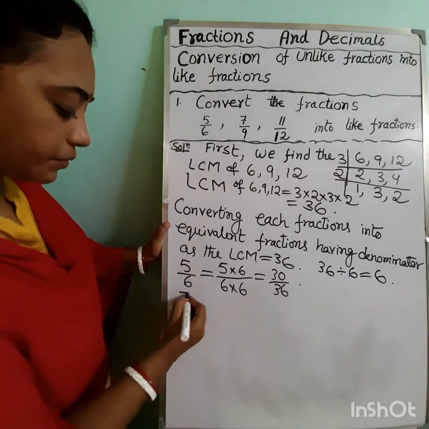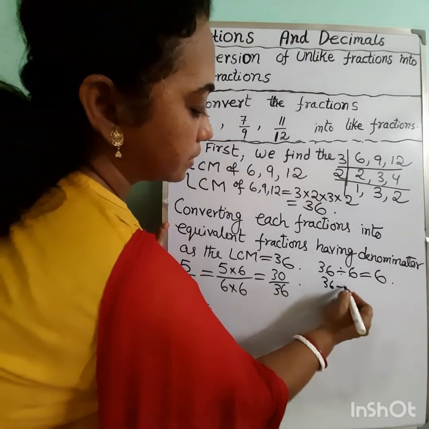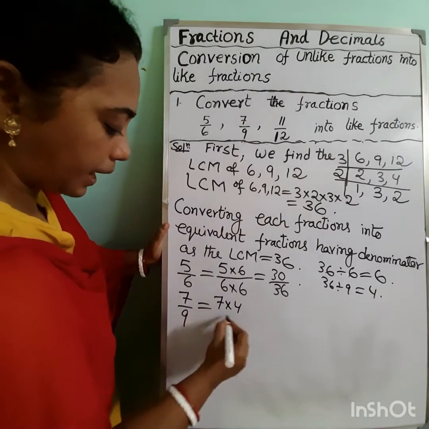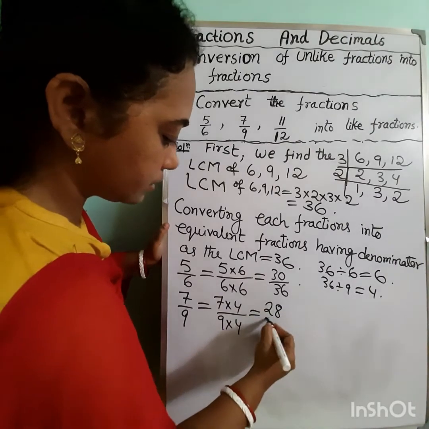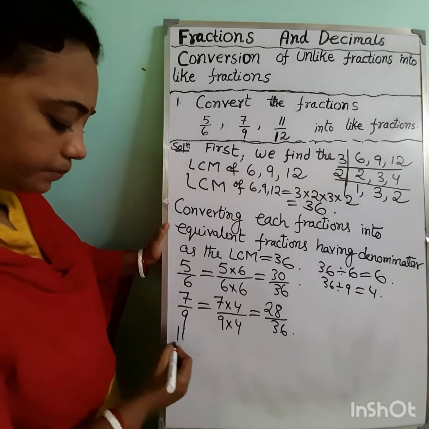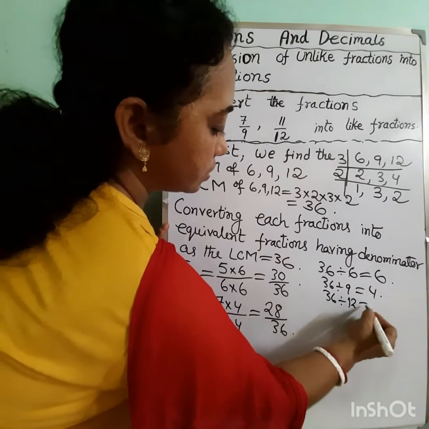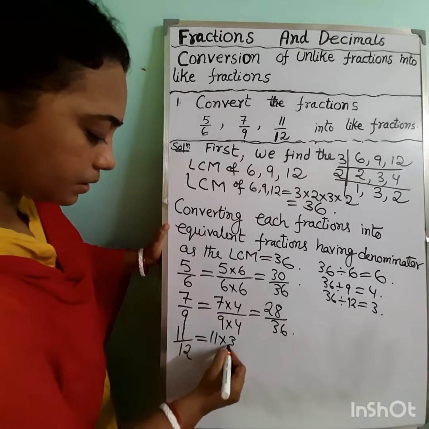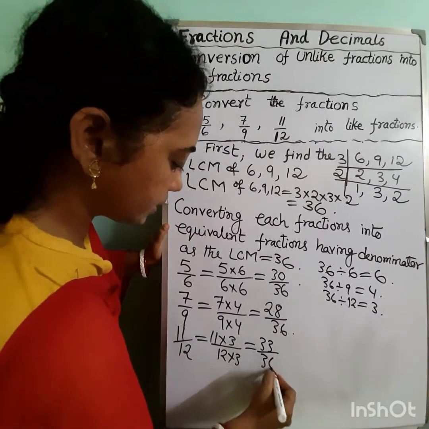Similarly, the next number is 7 by 9. Here we divide 36 by 9. We get 4. So we multiply 7 by 4 and 9 by 4. So this will come 28 by 36. And the last number 11 by 12. Again if we divide 36 by 12, we get 3 as the quotient. So here we multiply 11 by 3 and 12 by 3. It will come 33 by 36.